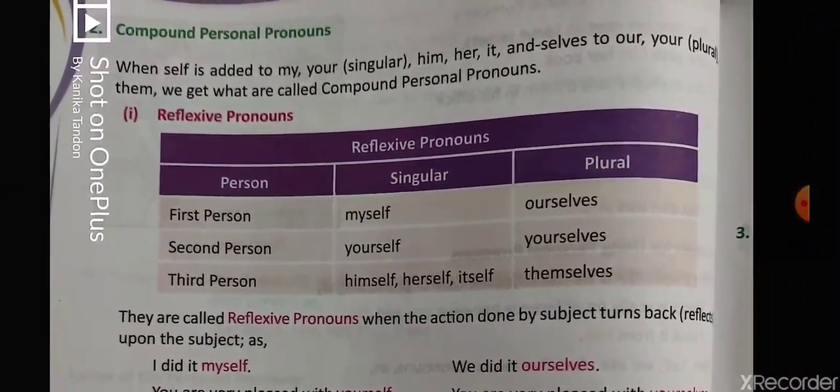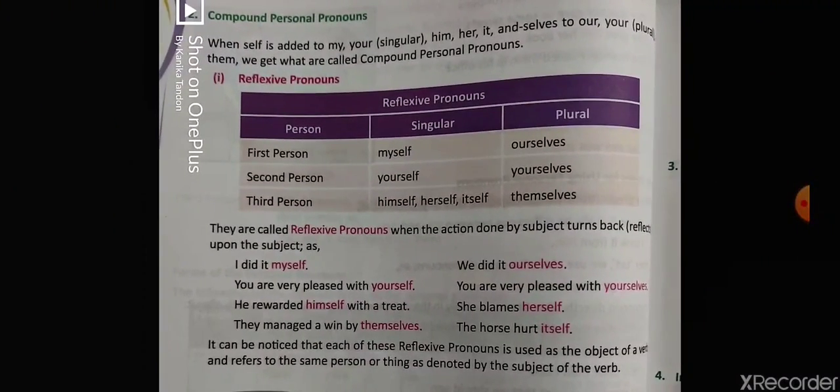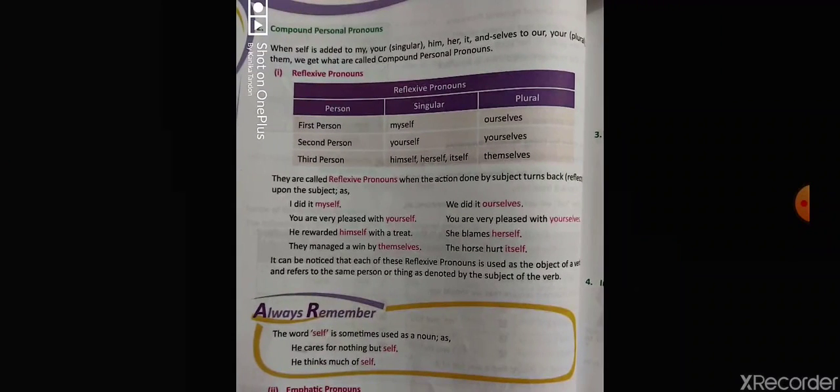Coming to the next one, which is compound personal pronouns. Compound personal pronouns are formed when we add the self form to the personal pronouns, like myself, himself, herself, itself, ourselves, yourselves, themselves. These are compound personal pronouns. Here we have added the self form to the personal pronouns. There are two types of compound personal pronouns. First is reflexive and the other one is emphatic.